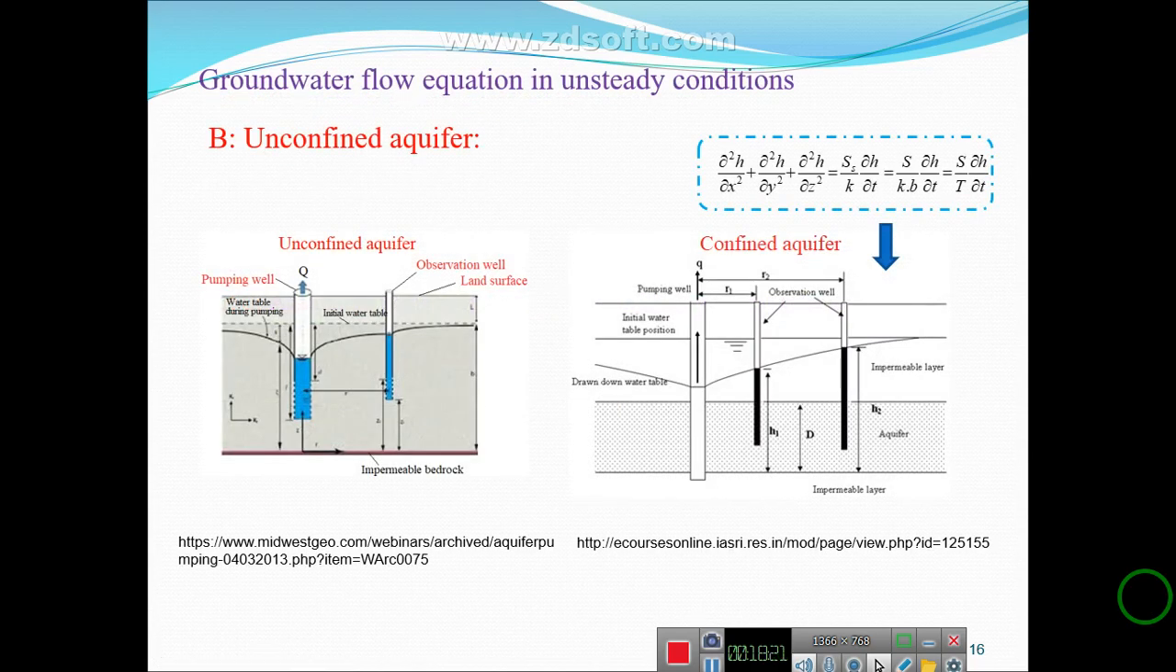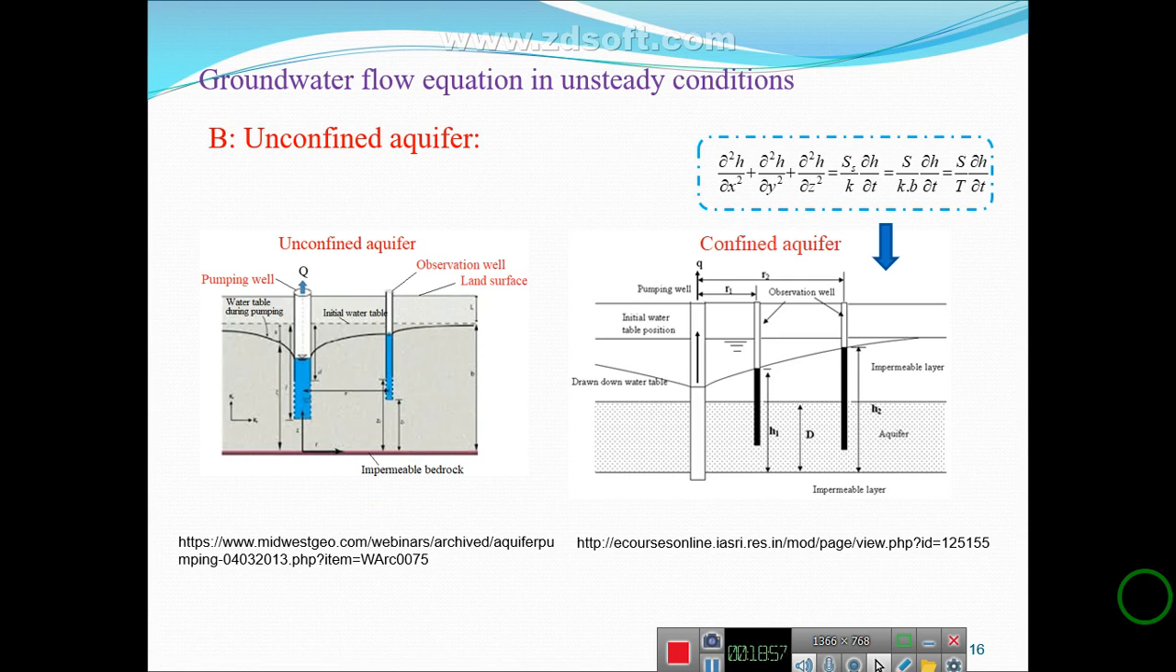In order to derive the governing equation of groundwater flow in an unconfined aquifer under unsteady or transient condition, we first consider these two figures. The right figure is a confined aquifer and the left one is an unconfined aquifer.